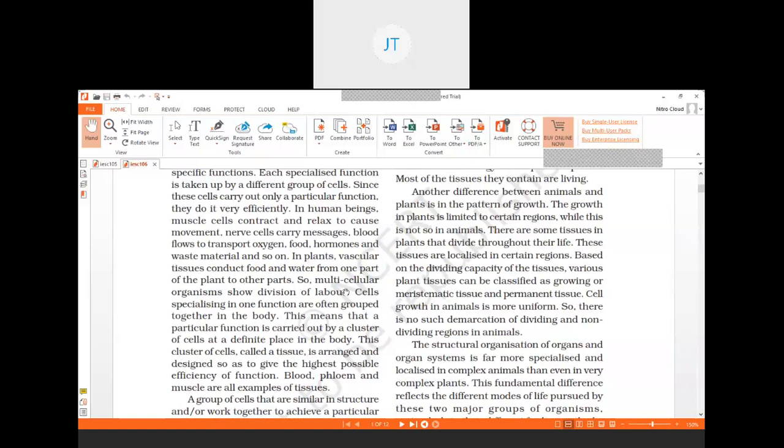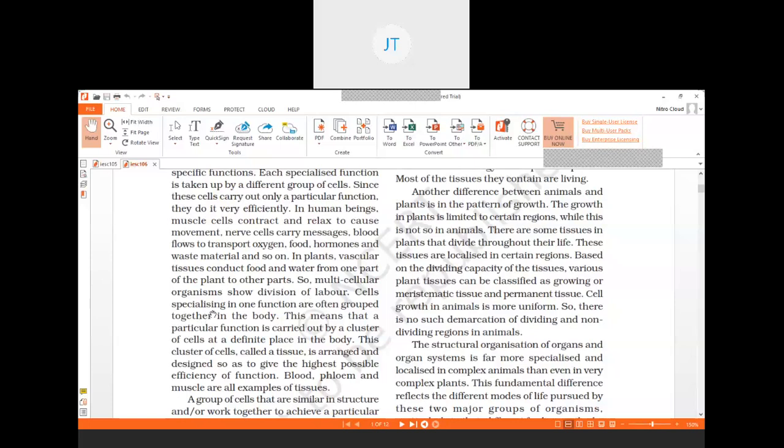Okay, so multicellular organisms show division of labor. That I already explained to you very thoroughly. What is division of labor? If someone asks me now, then I will slap him or her. Okay, I explained division of labor very thoroughly, so I think there is no need to explain it once again.